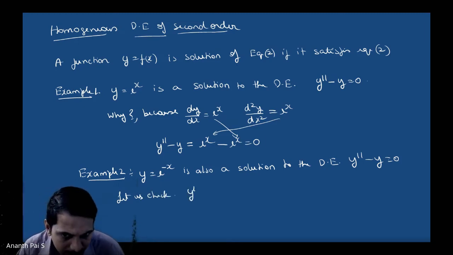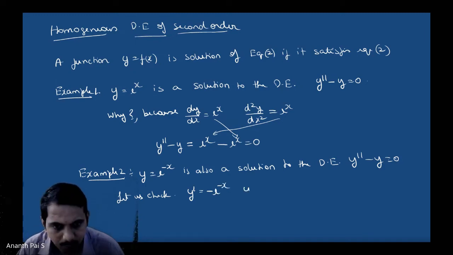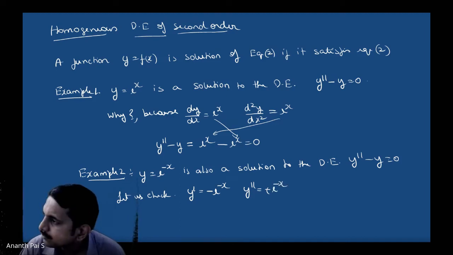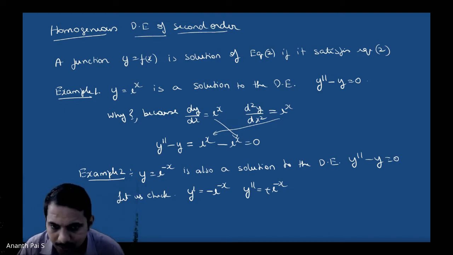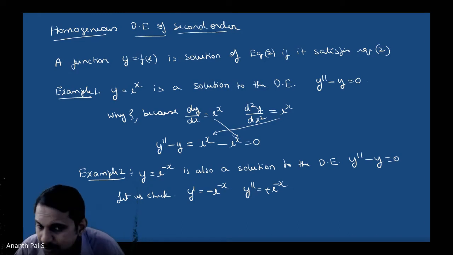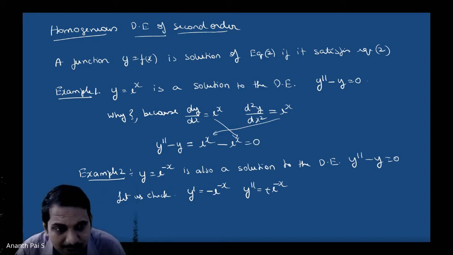y dash is equal to minus e power minus x, and y double dash is equal to plus e power minus x. So both we are checking, correct. So y dash is equal to minus e power minus x, y double dash is equal to plus e power minus x. Let us substitute that over here. When you substitute that, you get y double dash.